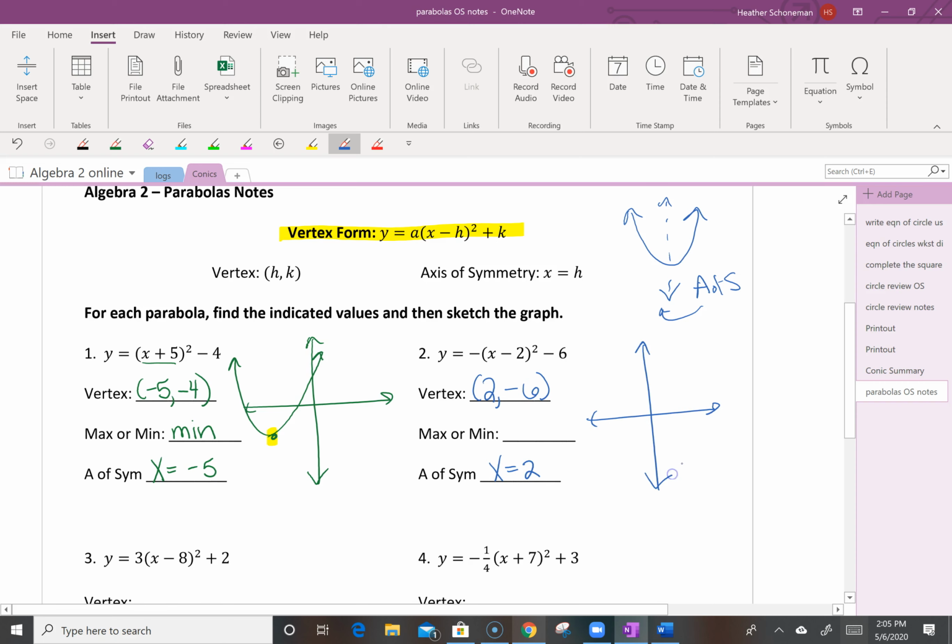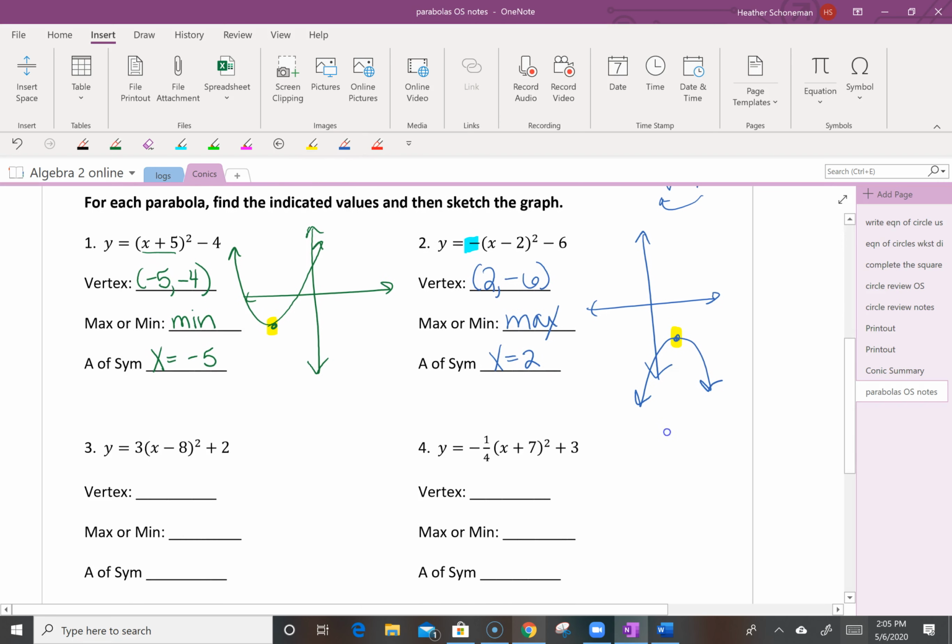Now we're going to sketch it. Well, (2, -6), we'll say is here, but because this leading coefficient here is negative, that means that my graph is going to be opening down. So here's my sketch. Because this vertex right here is the highest point on the graph and everything is below it, that makes it a maximum value.